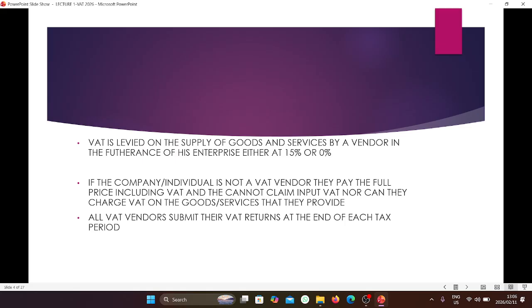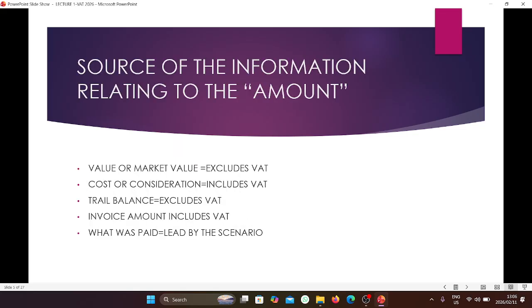So taxpayers are subject to submit their VAT returns depending on the category that they are on. And the source of the information relating to the amount, this is very important.